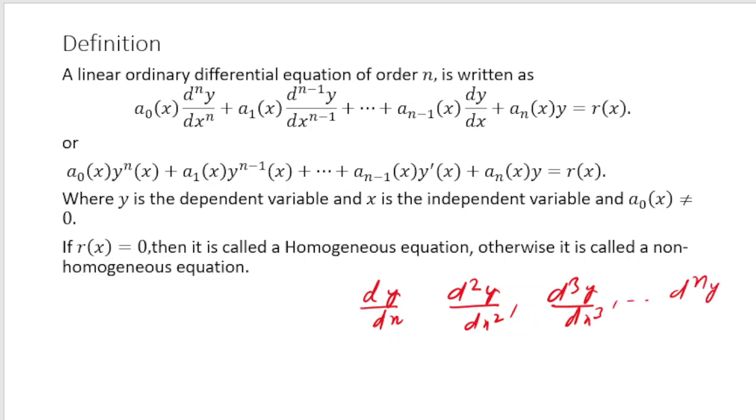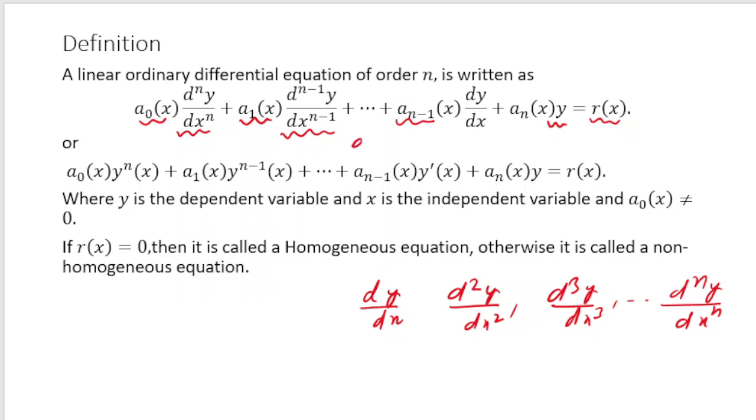If I am writing dny by dxn, this means that I have differentiated y with respect to x n number of times. So in a linear differential equation, this is the highest order derivative, meaning we have differentiated it n times. This is the next order derivative, meaning the (n minus 1)th order derivative, and on the left hand side we have the different derivatives of y and the y term, and on the right hand side we have a function of x. So here this a naught x, this a1 x, and all these are functions of x, right?